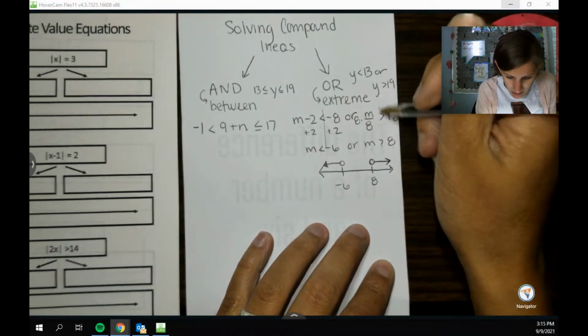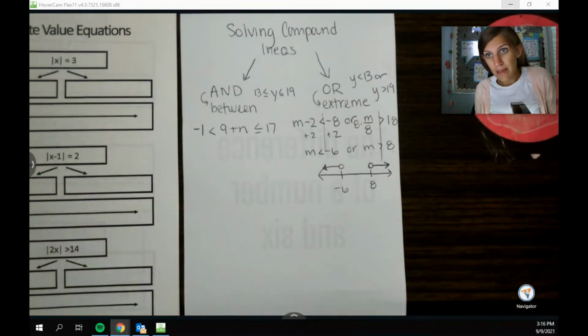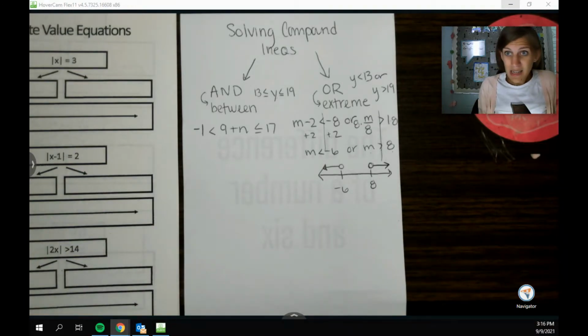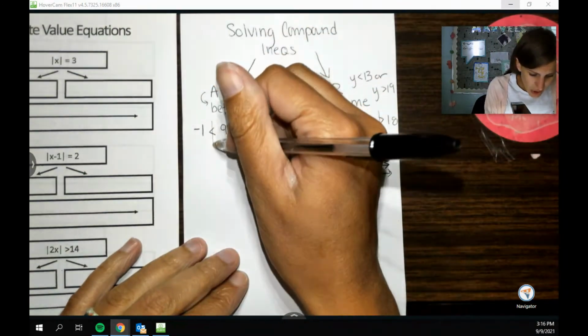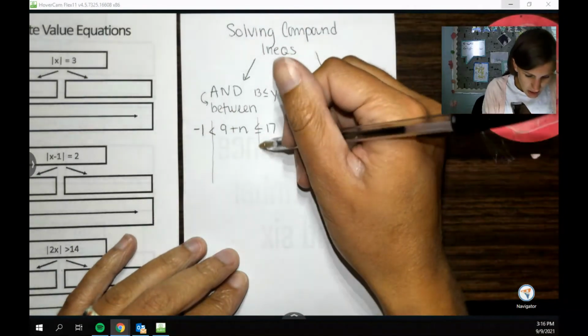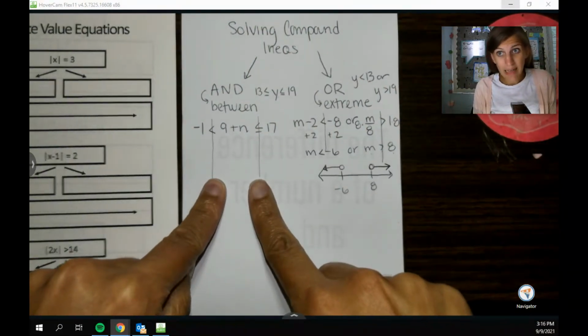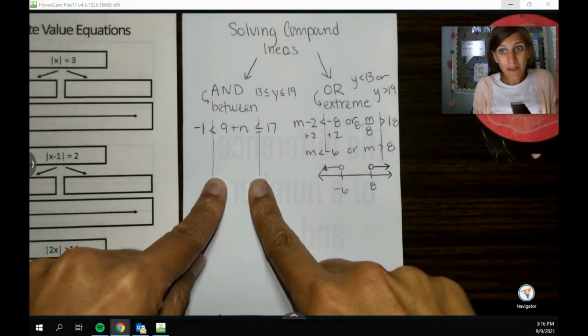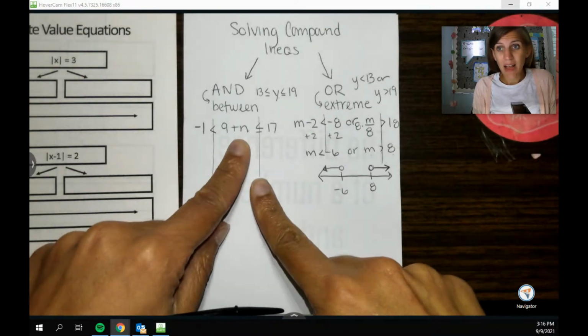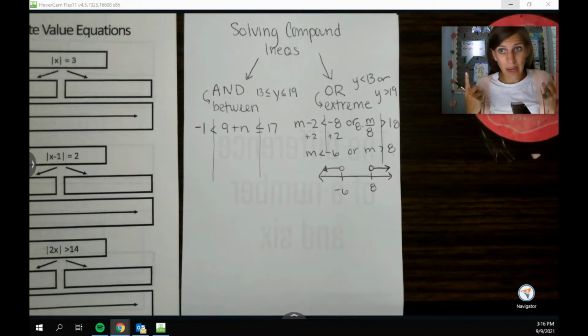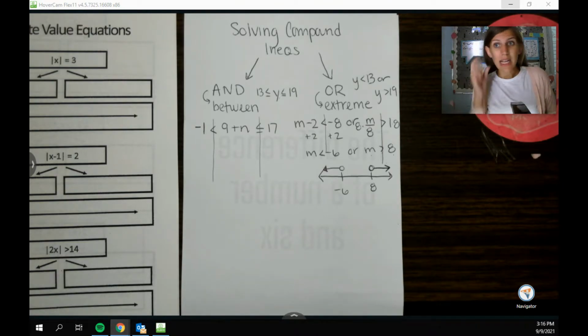And so the way that we solve this, I always like to put my sides in when I'm solving. Whatever I do on one side, I do on the other. With an "and" inequality, you have two inequality symbols, so you should have two lines. And whatever you do to get n by itself, you have to do everywhere. So you're going to end up doing it three times, which sort of feels imbalanced, but it's not.